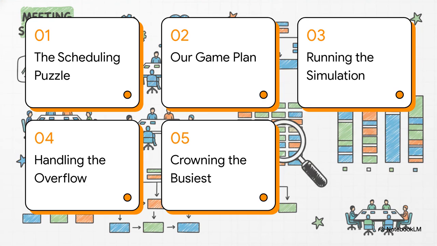So here's how we're going to tackle this. First, we'll quickly set the stage. Then we'll lay out our game plan. After that, we'll run a live simulation, handle what happens when things get overbooked, that's the fun part, and finally, we'll find and crown our busiest room.